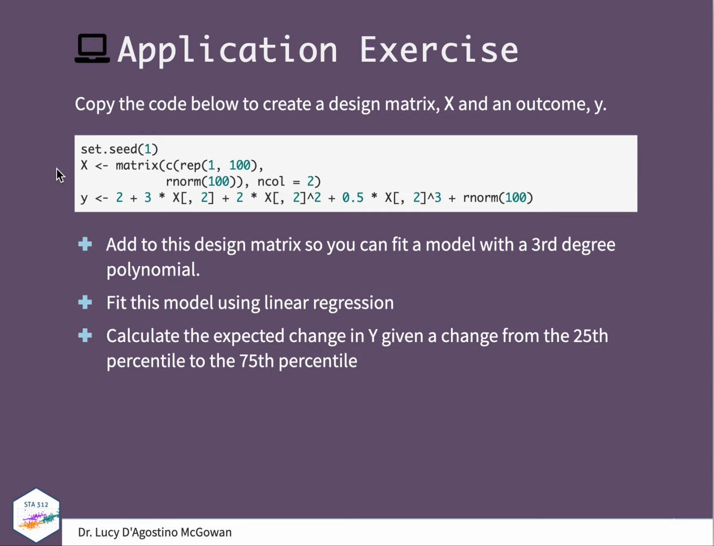And then I want you to calculate the expected change in Y given a change from the 25th percentile to the 75th percentile of X. Remember that X here, our main predictor, is the second column of the design matrix. So that's the value you're going to get the 25th percentile and the 75th percentile from. Of course, your beta coefficients are going to come from that X transpose X inverse X transpose Y. And you're going to use those beta coefficients to calculate the expected change in Y given the change in X. So go ahead and work on that, and when you're finished, you can upload it to Canvas.